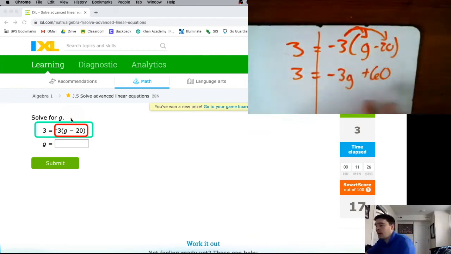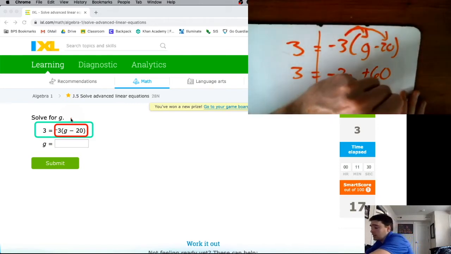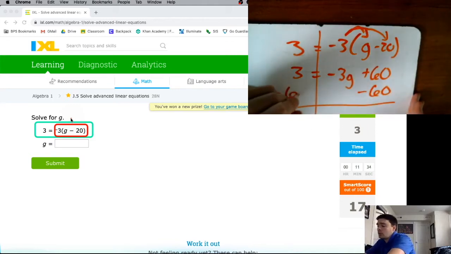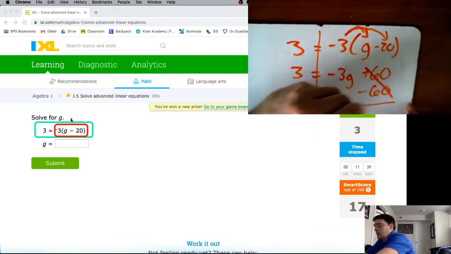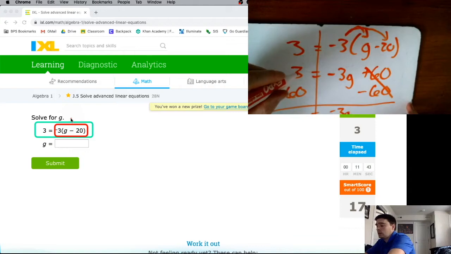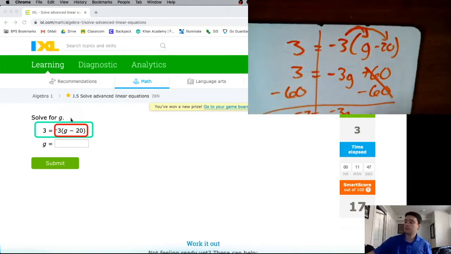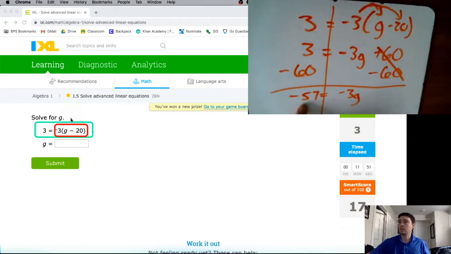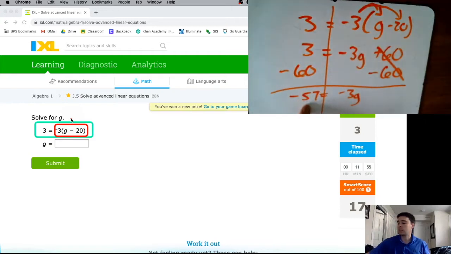I see that g is on the right side of the equation, so I want to get rid of this positive 60. Now this looks like that two-step equation that we worked on earlier. I'll subtract 60 from both sides. And that tells me negative 3g needs to be equal to whatever 3 minus 60 is. If I know 60 minus 3 gives me 57, then I know 3 minus 60, just the opposite, is going to give me a negative 57.